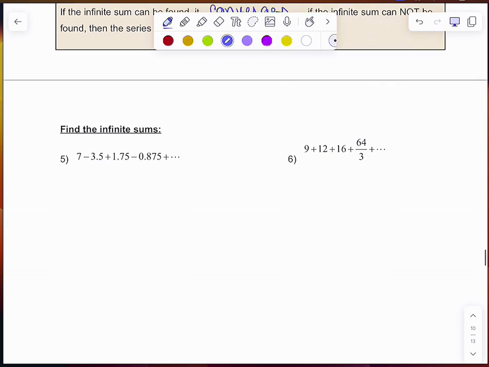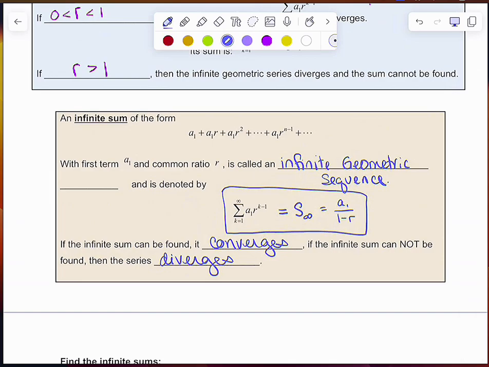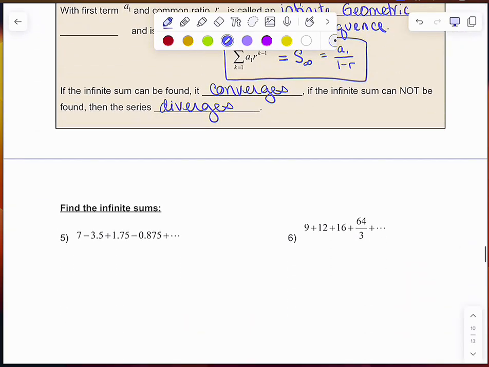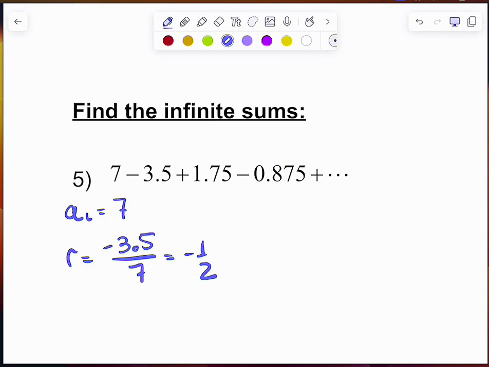Okay, so let's look at the sum. And I'm going to add one thing. The common ratio, we're actually looking at the absolute value of the common ratio. It's okay if it's negative. It's just that the sequence oscillates. It'll alternate positive, negative, positive, negative. You're going to see this in our first example. So in our first example, this is an infinite sum of a geometric sequence. I know that my first term is 7, and my ratio is negative 3.5 divided by 7, which equals negative 1/2.